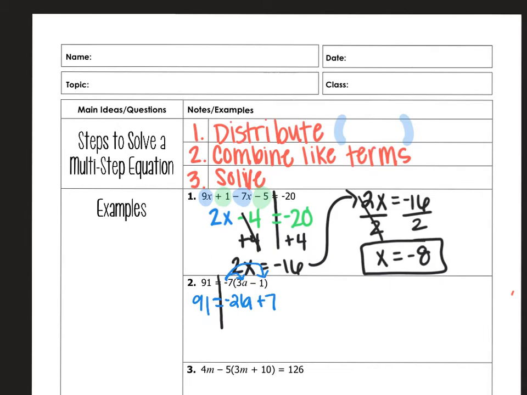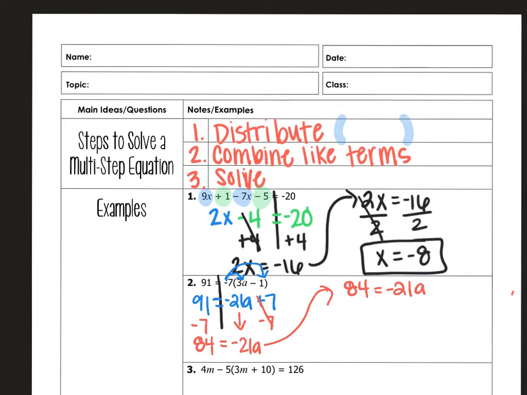We need to get a by itself. So I'm always going to subtract to get 7 by itself. 91 minus 7 is 84. Equals negative 21a. And I just brought this negative 21a down because I didn't touch it. So I'm going to move this over here just so I have enough space to write because I'm a big writer. So 84 equals negative 21a.